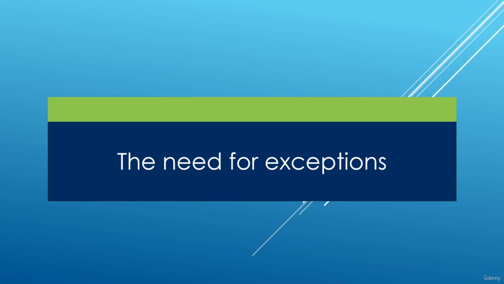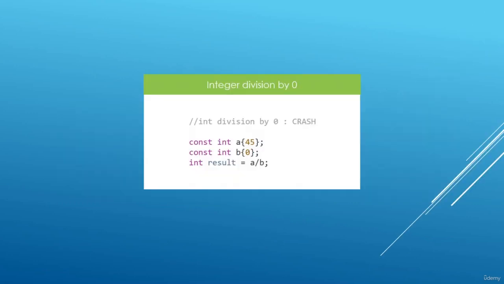In this lecture, we are going to explore the need for exceptions in your C++ programs. The exception mechanism in C++ was designed to bring problems to the surface in your C++ program. And once we know about the problem, we have a choice to handle the problem and not make our program fall into a crash.